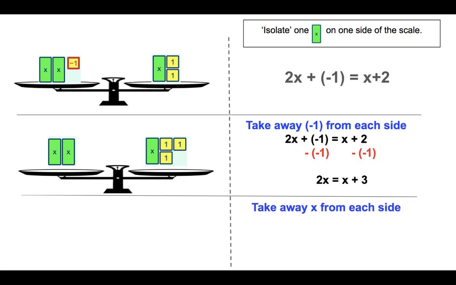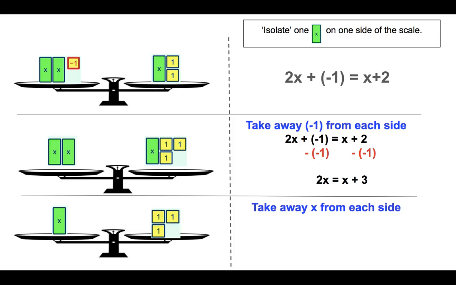Now I'm going to remove x from each side because I want to get all the x's on one side. So I subtract x from each side, and I end up with x equals 3. So my solution for this one is 3.